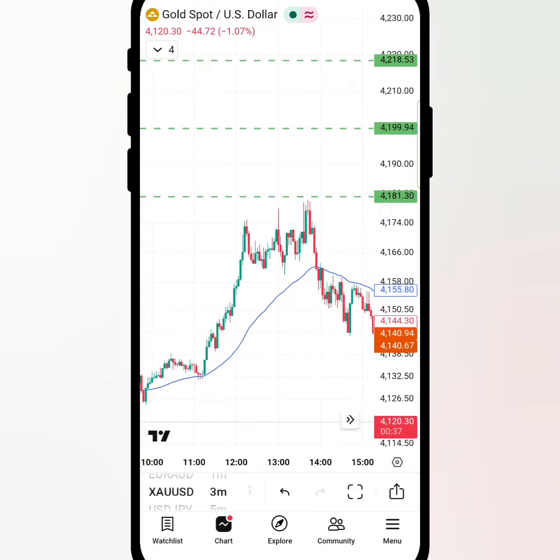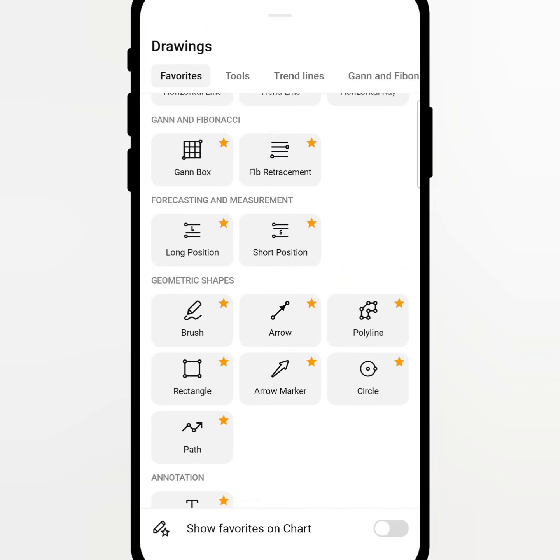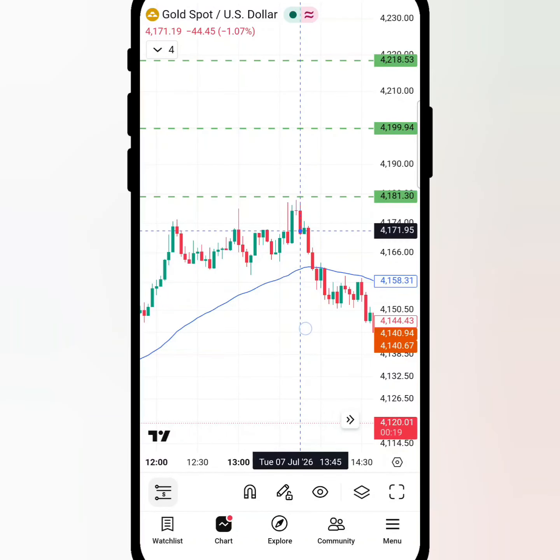Here you can see on 3 minutes I see this candle. Can you see? It's a rejection candle. After that rejection candle, I just took my entry, and after that I just took around this level.